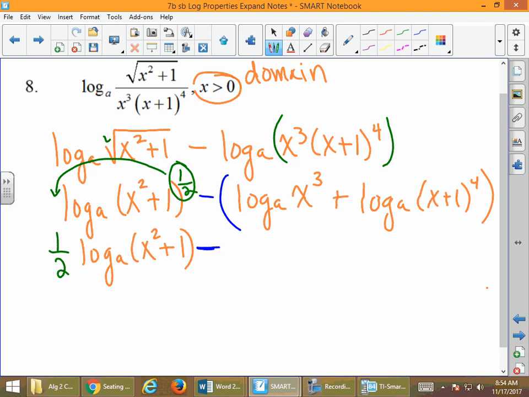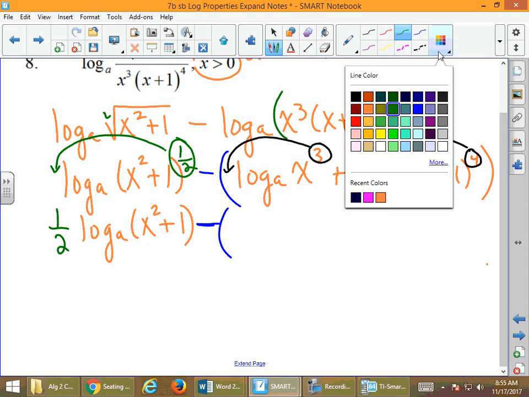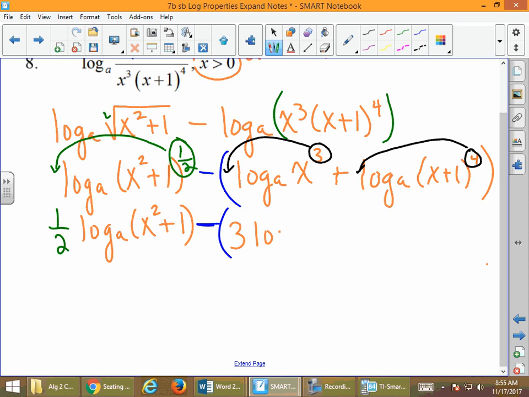And we still have some stuff to do here on this problem. Notably, the fact that we've got a cubed on the x cubed and we've got a to the 4th power on the x plus 1. And that's when we do the power property, which says we're going to take that 3 and put it out front. We're going to take this 4 and put it out front for our power property. But I still have this in parentheses here, and I want it in the parentheses. So we have 3 log base A of x. Now we wrote the power as a factor, plus 4 log base A of x plus 1.